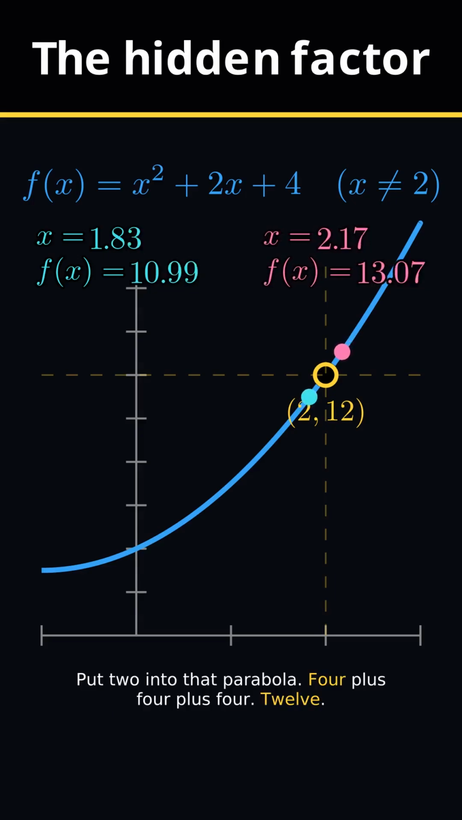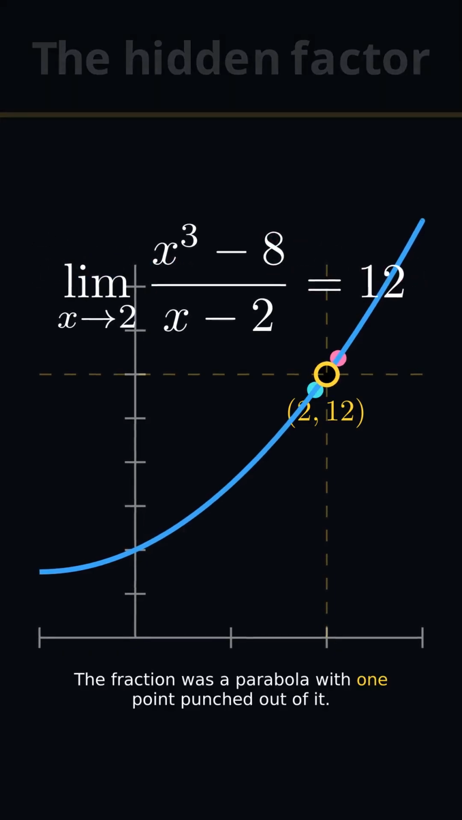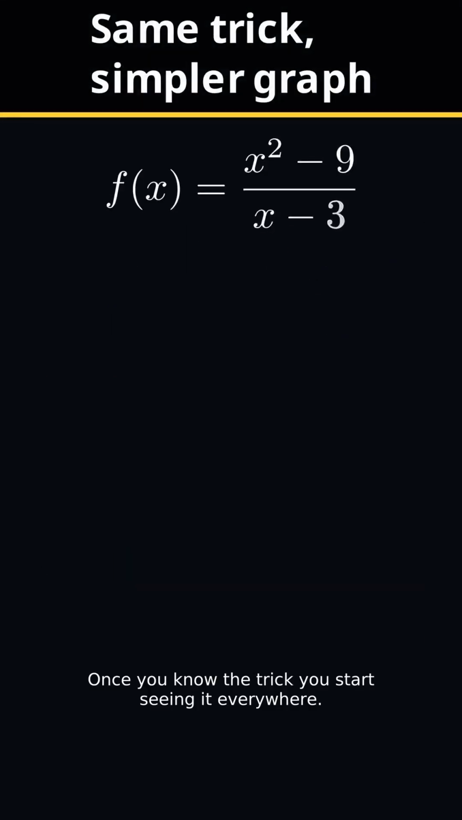Put 2 into that parabola. 4 plus 4 plus 4. 12. The fraction was a parabola with 1 point punched out of it. Once you know the trick, you start seeing it everywhere.